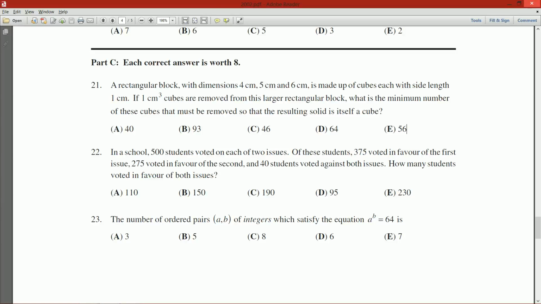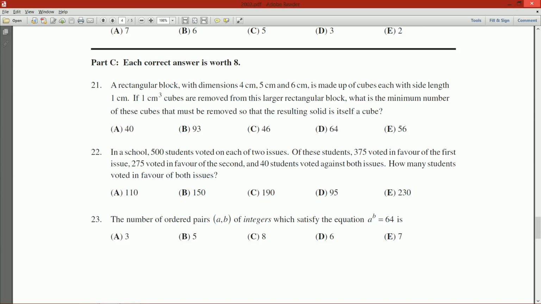In a school, 500 students voted on each of two issues. Maybe issue A and issue B. Who knows what they were. Of these students, 375 voted in favor of the first issue, and 275 voted in favor of the second issue. So this says nothing about their overlap. So some of these, in fact, a lot of these might have voted for both. Who knows? And 40 students voted against both issues. How many students voted in favor of both issues?